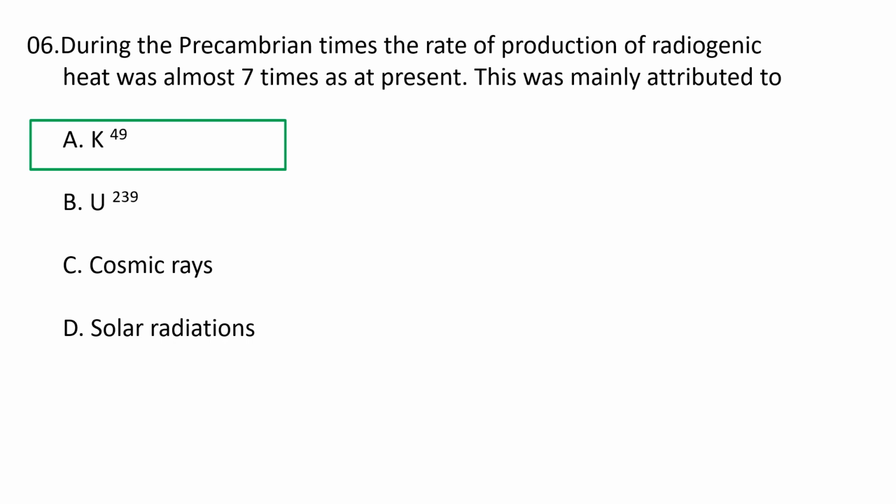One of the most important processes of heat generation from the Earth's interior is the radioactive decay of isotopes. The main hosts of the major radiogenic elements, uranium, thorium and potassium, in the Earth's crust are granitoids. So that's why this was mainly attributed to potassium, K40. A is the correct option.